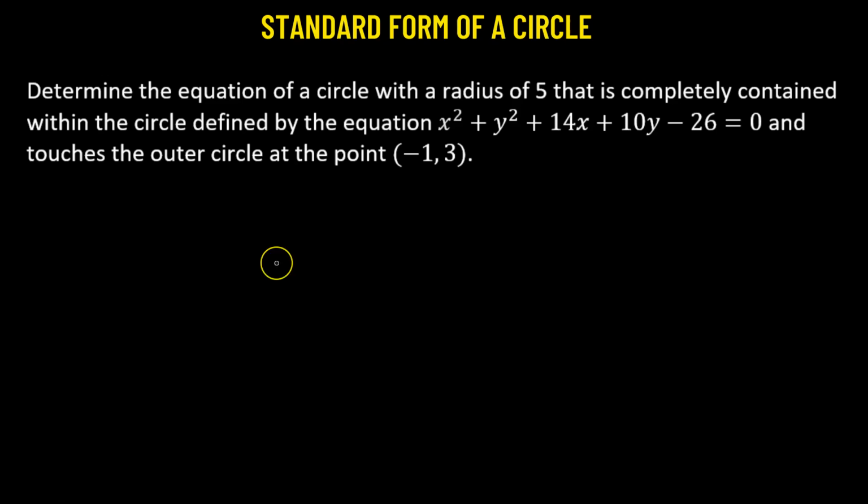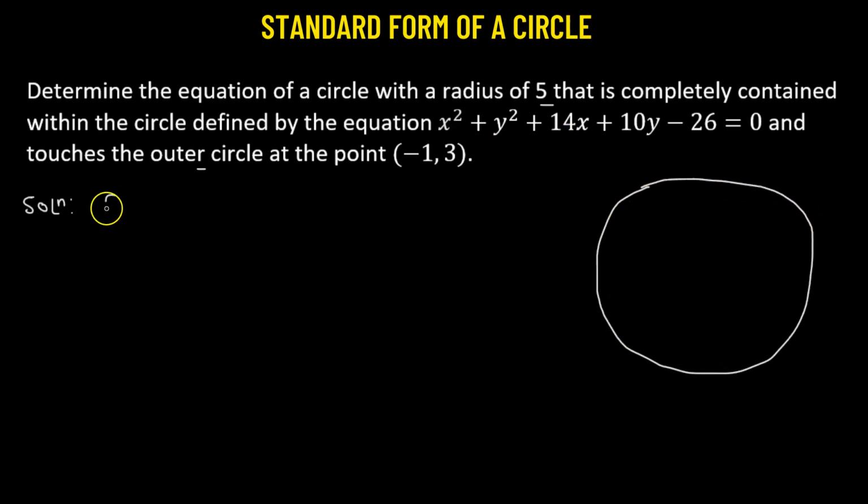So in this problem, we need to determine the equation of a circle having a radius of 5 units, and this circle is completely contained within another circle whose equation is given to us. And the circle touches the outer circle at the point (-1, 3). So let's try to understand this particular problem. We have a circle whose equation is given to us.